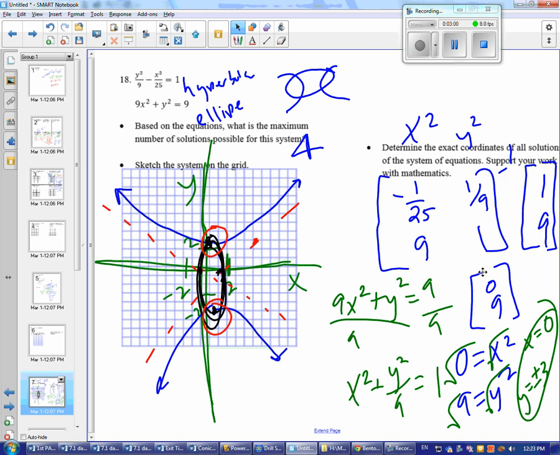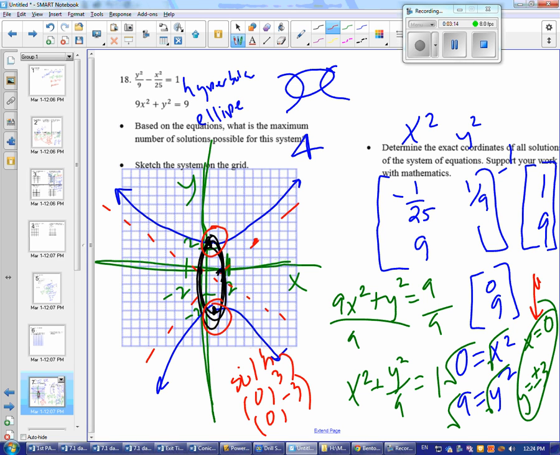So one of my solutions is 0, 3. So that's x is 0, y is plus 3. The other solution is 0, negative 3. X is 0, y is negative 3. So you have to do all the combinations, all the combos of those answers. And I can verify that off my not so terrible graph.